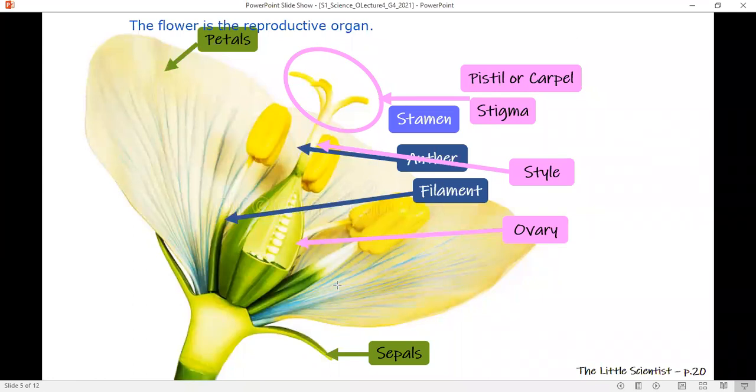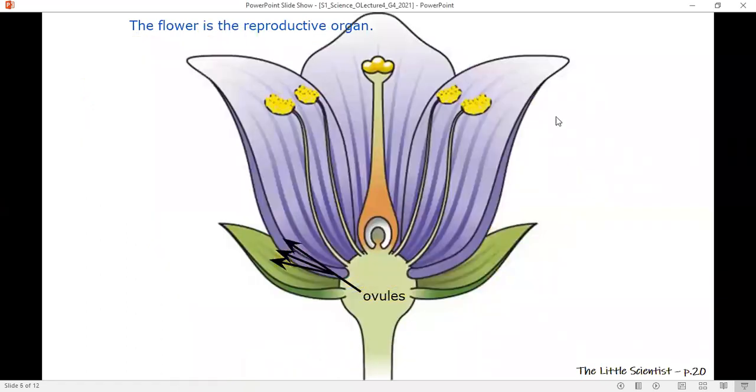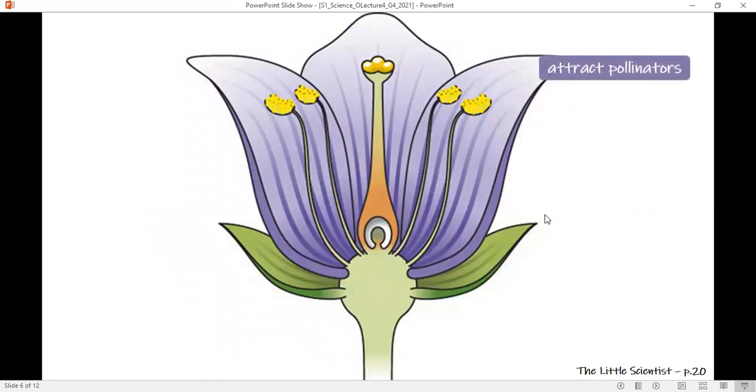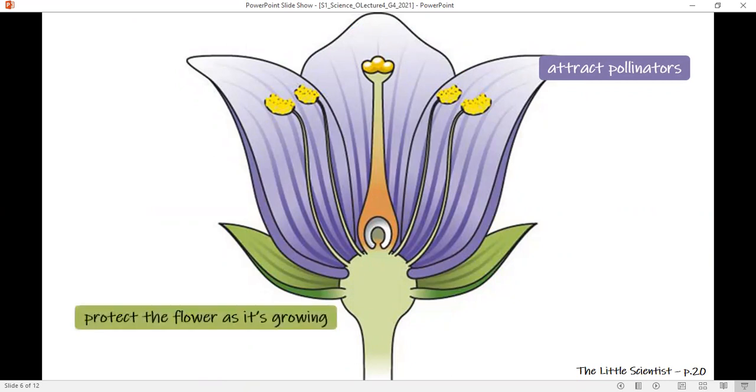Look at this. So these are the ovules inside the ovary. These are the ovules, and they are found inside the ovary of the pistil of the flower. For the reproduction to happen, first of all, the flower uses its petals to attract pollinators.